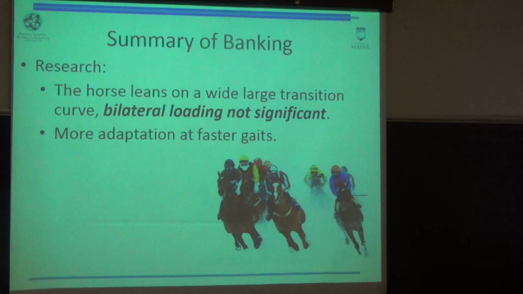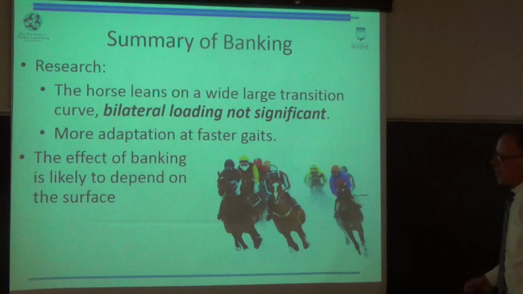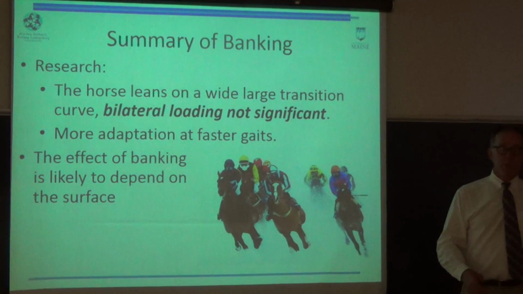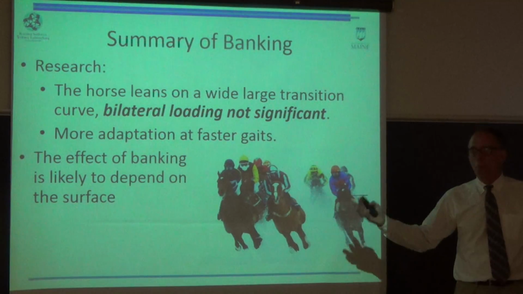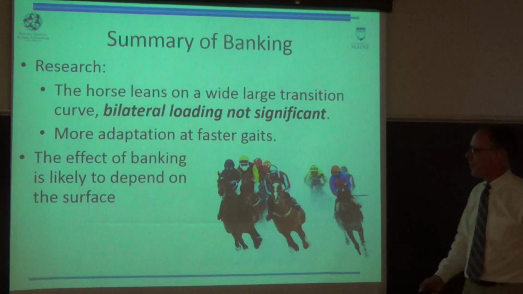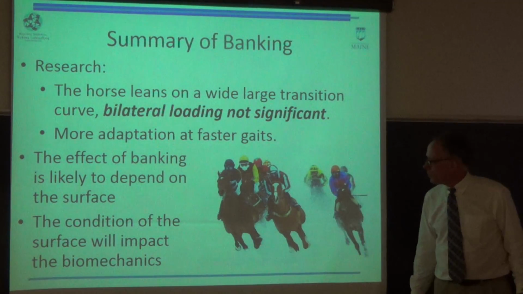So the horse leans on wide transition. Their bilateral loading is not significant. There's a lot more adaptation at faster gaits. The effect of banking is likely to depend on the surface. What's interesting is you can get away with more banking on a synthetic surface. Would you do it? No. No bother. There's not laterality of injuries. It's probably pretty good by the way it is. All right? And the condition of the surface obviously will impact the biomechanics.